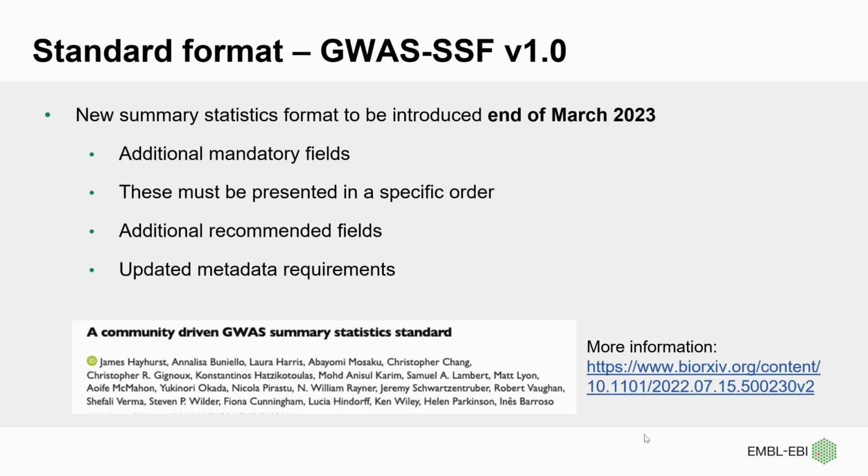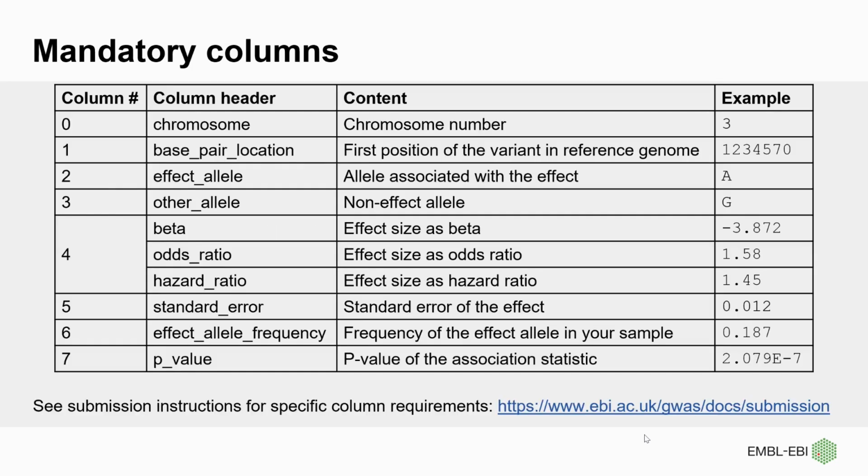You can find further information about the new format and how it was developed in this article, which is on bioRxiv. But I'll talk about the main points now. So for a successful submission, the summary statistics file has to contain the following 8 columns in this specific order, using the specified column headers. So they're numbered from column 0 to 7.